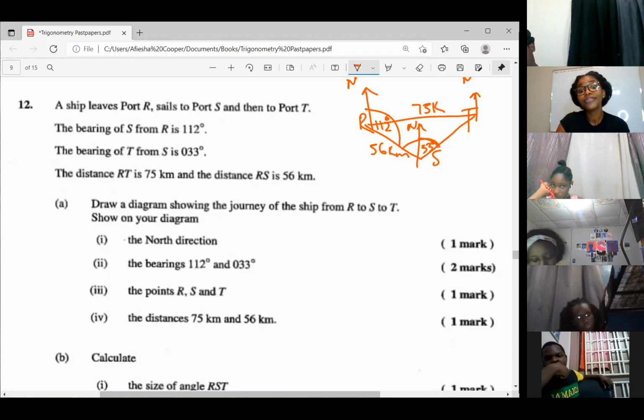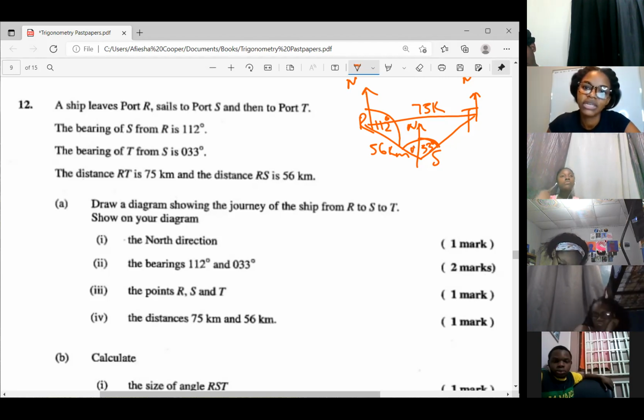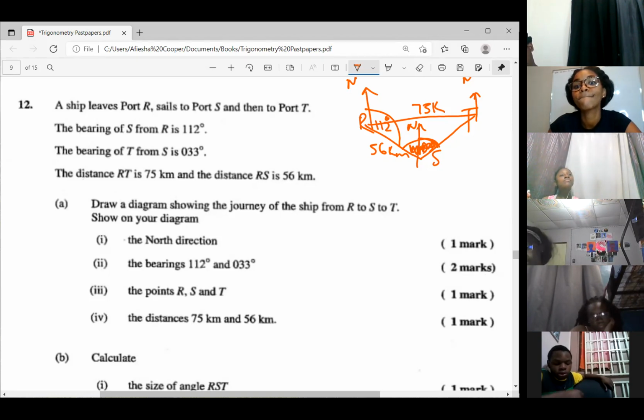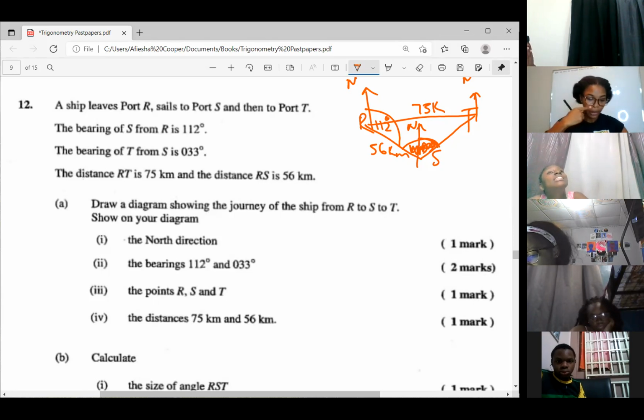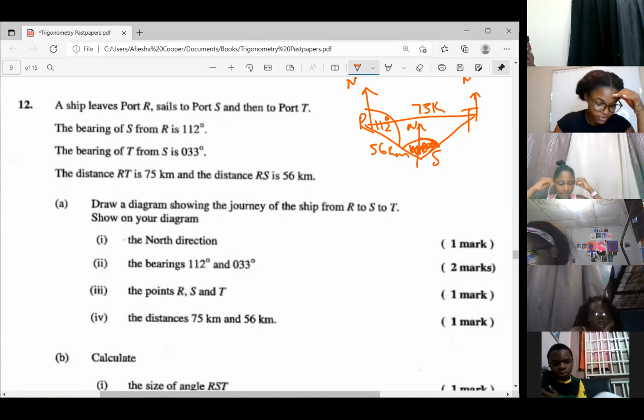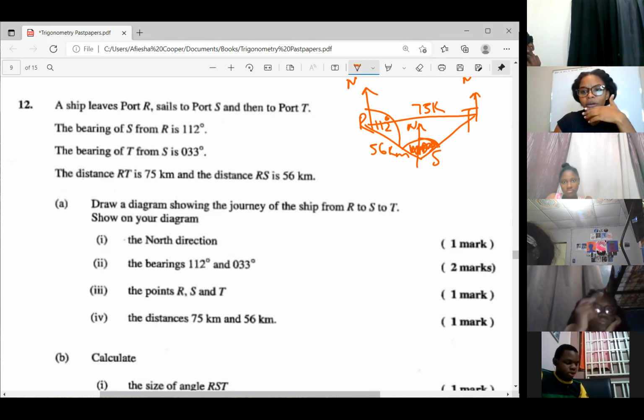What can we use to find out RST? This full shape down here. Come on, let me hear from you.